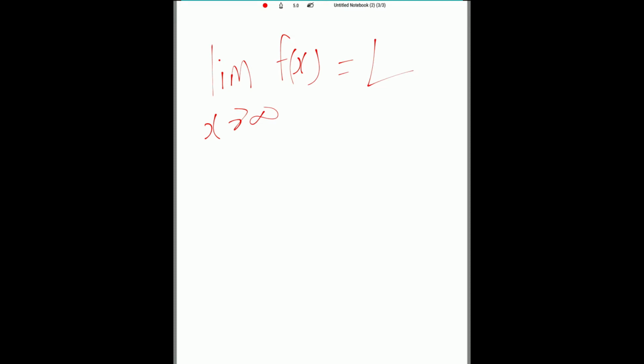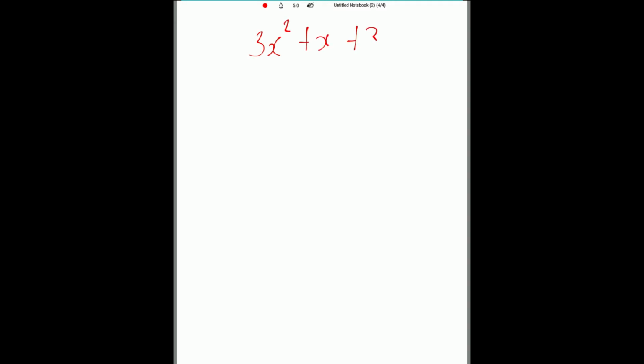So let's look at an example. We have the function 3x squared plus x plus 3 all over x cubed plus 8x plus 9. And we want to find the limit of that function as x approaches infinity. So let's take a look at the graph first of all.